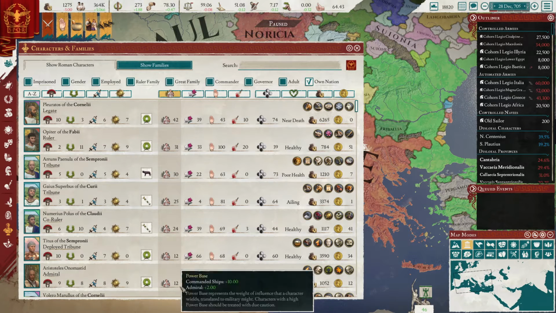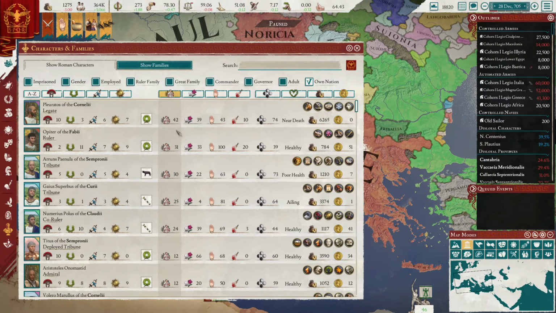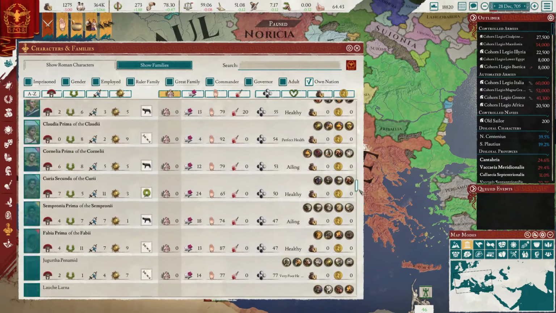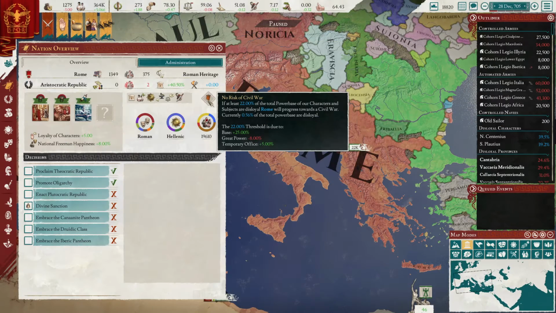But you see all this, it gives it to you an actual numerical value instead of percentage, but there is a percentage to all the power base combined in your country. And once that passes 22%, in my case, it's only at 0.56% right now, then a civil war will happen, led by the most powerful person in the opposing faction.